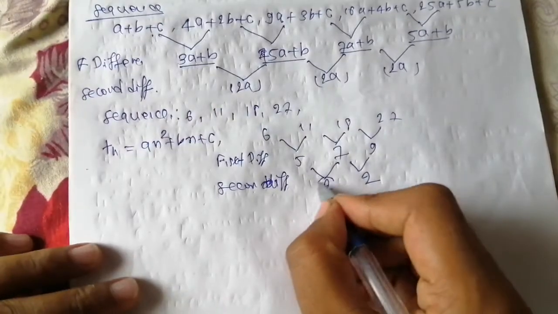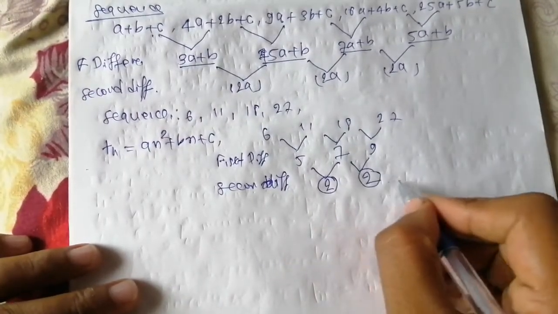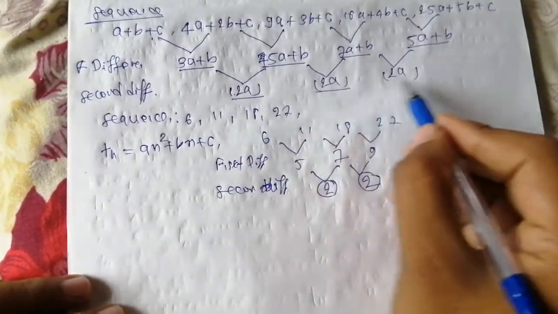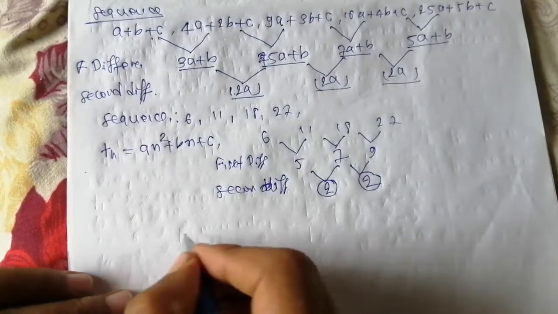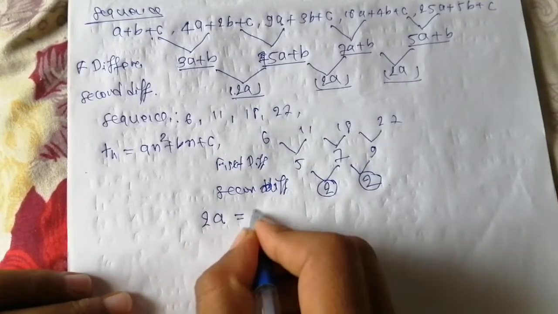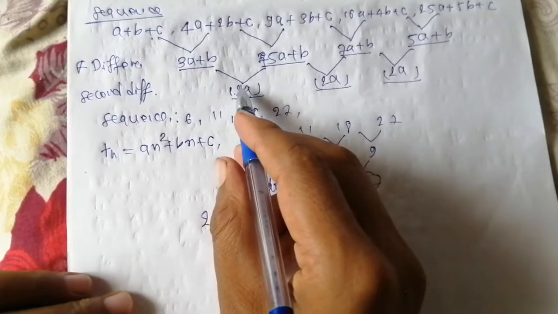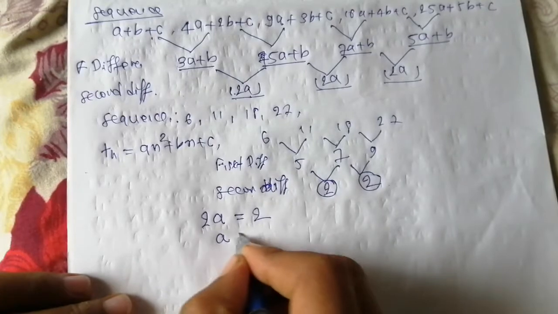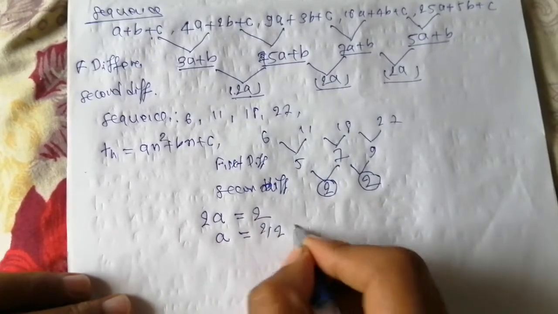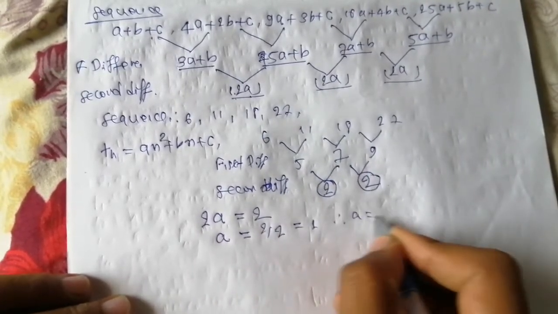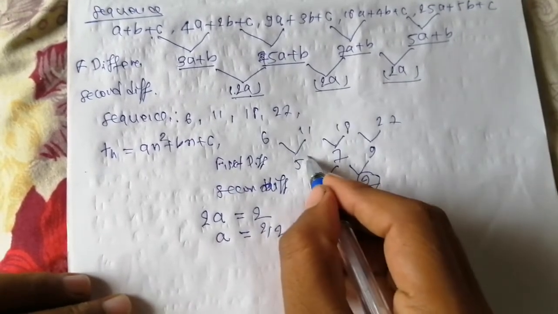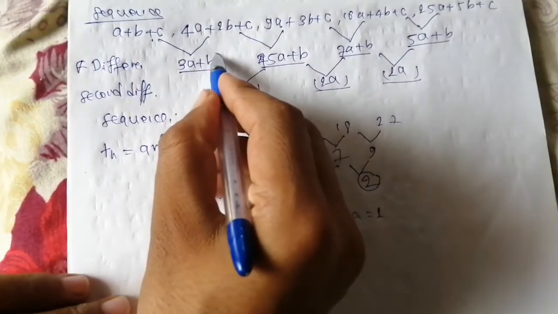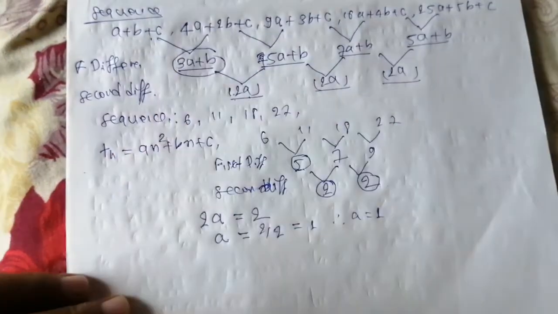So we see that here 2 and here 2, that is constant. So in this sequence the common difference in the second difference is 2a. So we can write 2a is equal to 2, so 2 by 2 is equal to 1, that is a is equal to 1. In the first difference, the first value is 5, and in the general formula this is 3a plus b.